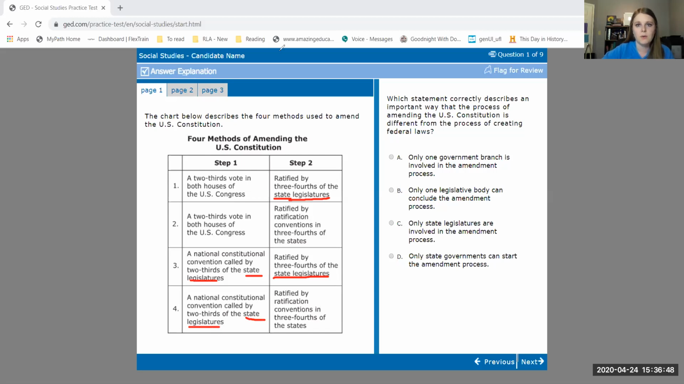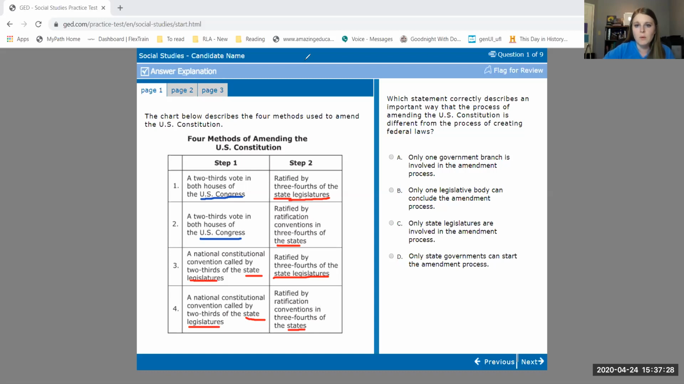All right, versus federal, which we'll do in a different color. I know US Congress, that's the national government there. Okay, oh, and there's more states. 3/4 the states, okay. So letter A, only one government branch is involved in the amendment process. Well, I see Congress, I see state legislatures, a national convention, state legislators, states. But I don't see any different branches. So I might kind of keep that one in mind as a possibility.